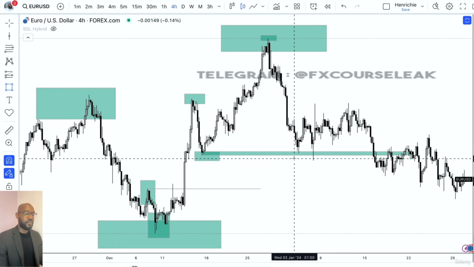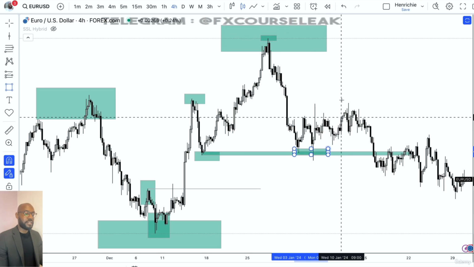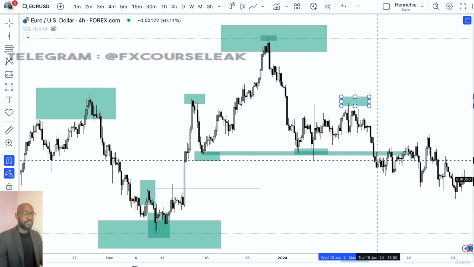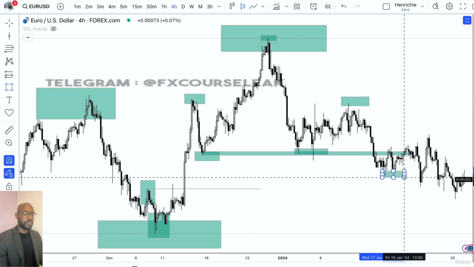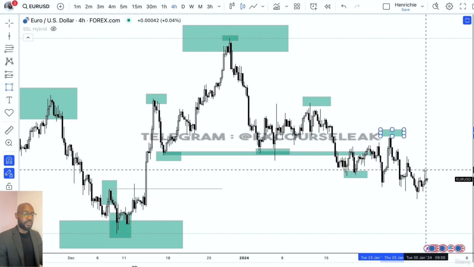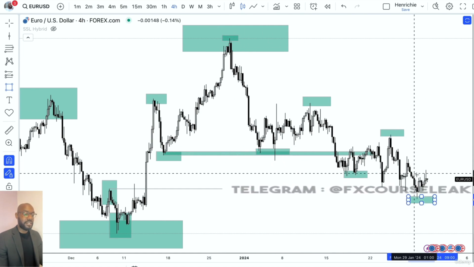We created this low right here, and after that we created this high right here, and after that we created a low, and after that we created a high right here, and then we created a low. So as you can see right here, we're trending to the downside.